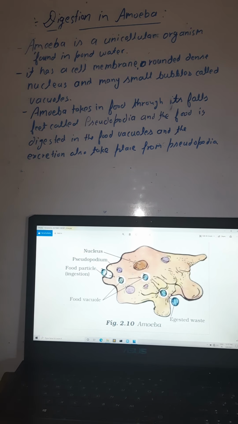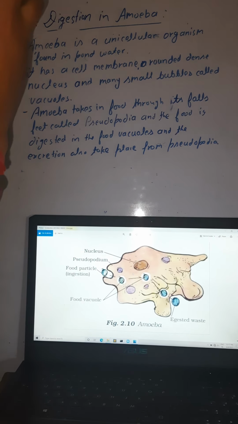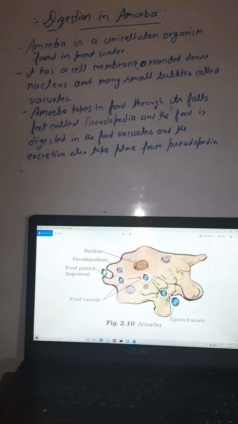So this is all about the digestion in amoeba that you have to write, and you have to make the structure here also.